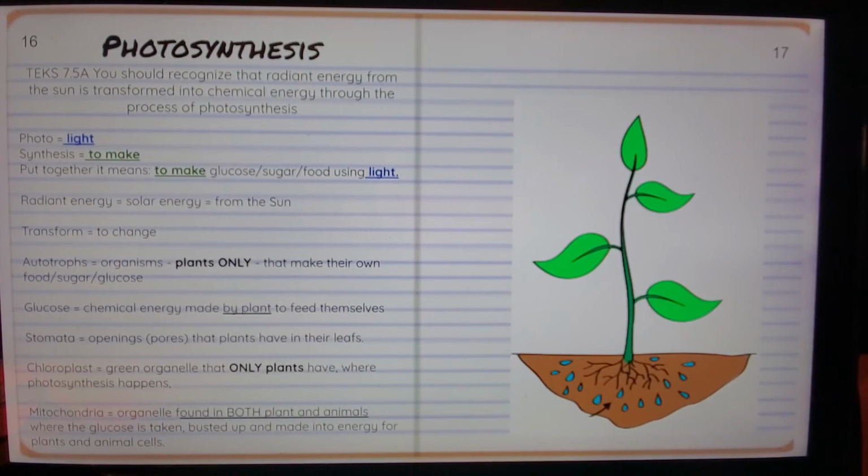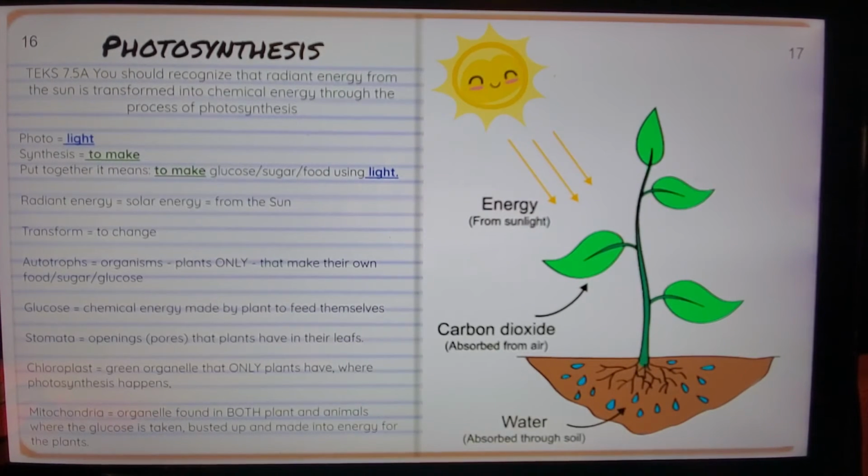So we're going to be drawing this, and that first page that says photosynthesis, you should number page 16. This next page is 17, and we are going to be drawing this plant and some brown soil there, roots, a little bit of water that we'll be talking about. So you need to draw this into your notebook. And then you're going to add these three things.